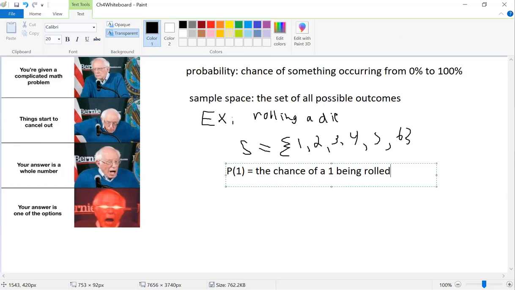So in this case, the odds of rolling a 1, P of 1, is going to be 1/6, which is 16.66666 percent. Okay? Now, here's the question. How might we denote the odds of rolling a 1 or a 5? Let's say you're playing Monopoly.